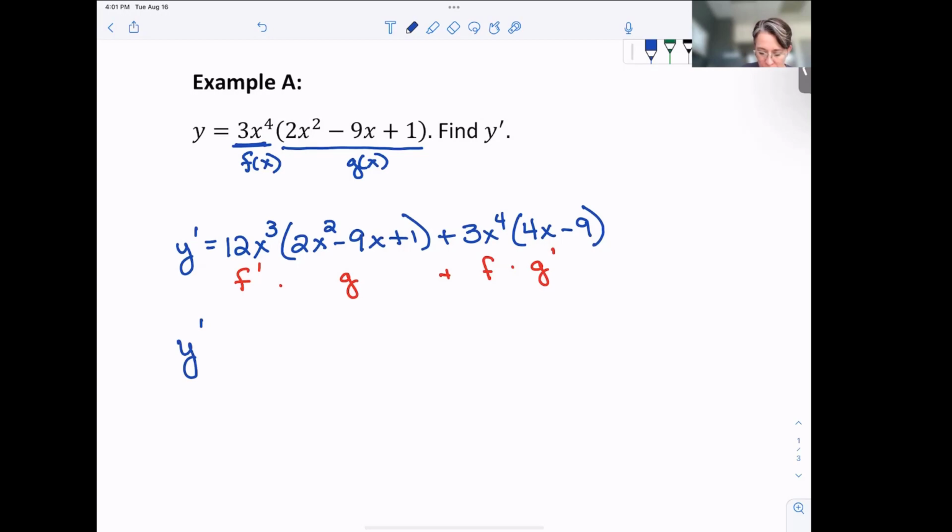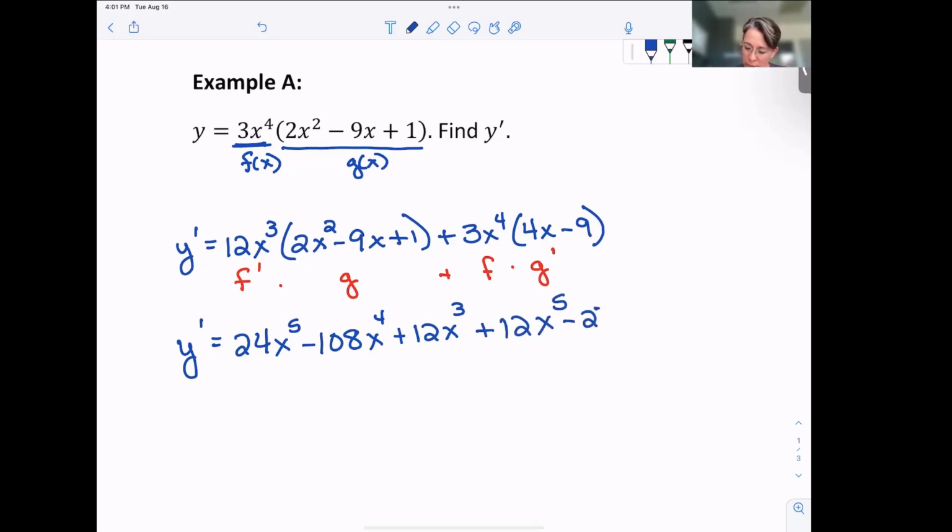So we'd get y prime equals 24x to the fifth minus, let's see, is that 108? 12 times 9, x to the fourth plus 12x cubed. And then we distribute in the second one there, we get 12x to the fifth minus 27x to the fourth. So everybody double check my algebra and arithmetic there.